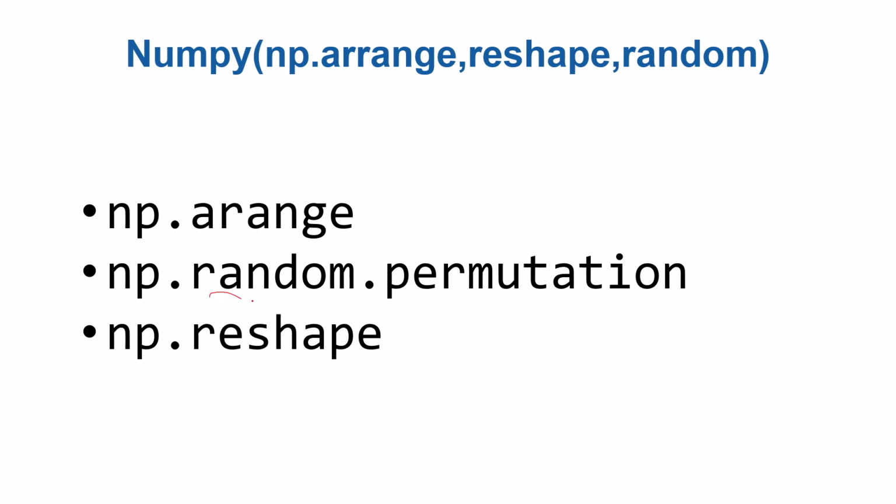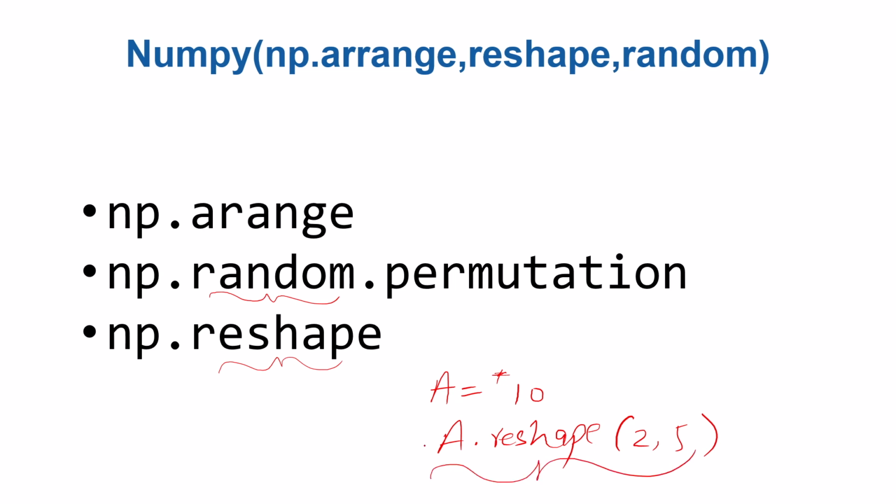Today we will explore this random package a bit more, and then we will see the reshape function, what that reshape does. For example, let's say we have an array A with 10 elements, and if we call A dot reshape and we give 2 by 5, it will make a two-dimensional array out of A, which is B, and that will be an array or a matrix with 2 rows and 5 columns.